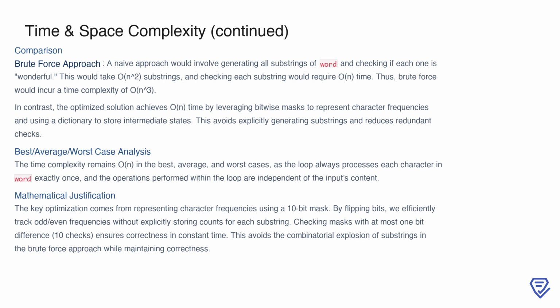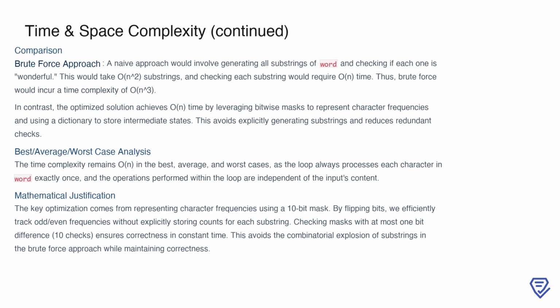In contrast, the optimized solution achieves O(n) time by using bitwise masks to efficiently represent character frequencies and leveraging a dictionary to store intermediate states. This eliminates the need to explicitly generate substrings and avoids redundant checks. Furthermore, the time complexity remains O(n) across best, average, and worst cases, as the algorithm processes each character in word exactly once, and the operations within the loop are independent of the input's content. The mathematical foundation of this optimization lies in using the 10-bit mask to track frequencies efficiently.